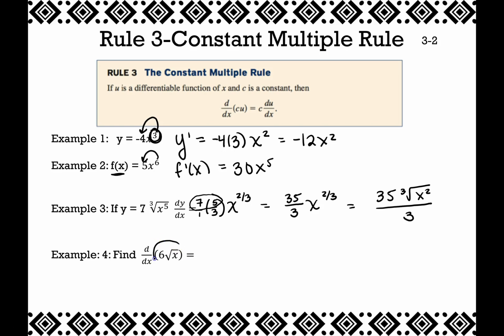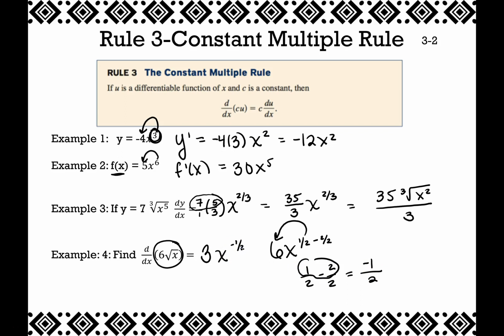All right, this next one, let's go ahead and rewrite this as 6 times x to the 1/2. So we're just going to bring that 1/2 down. So what's 1/2 times 6? Well, that's 3. And then I want to subtract 2 over 2. So what's 1/2 minus 2 over 2? Again, keep the denominators. 1 minus 2 is a -1. So it's going to be 3x to the -1/2. And if we want to put that in the best possible simplified form, that would be 3 over the square root of x. And we could certainly rationalize that, but we're not going to do that.